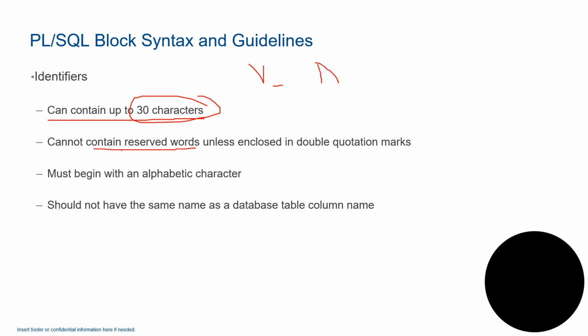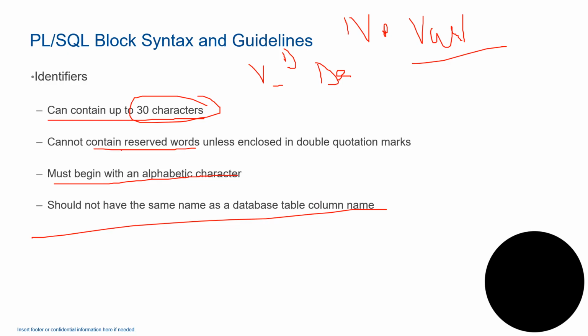Suppose DEFAULT is a keyword, right? We cannot take a variable name as default. It must begin with an alphabetic character. So we cannot write 1variable; we have to write variable1. This is the main point: it should not have the same name as a database table column name. We already talked about that. We cannot take a variable name like employee_name, which is already in a table. These are some of the main guidelines.